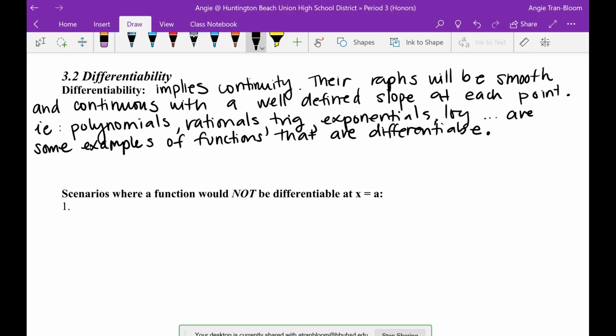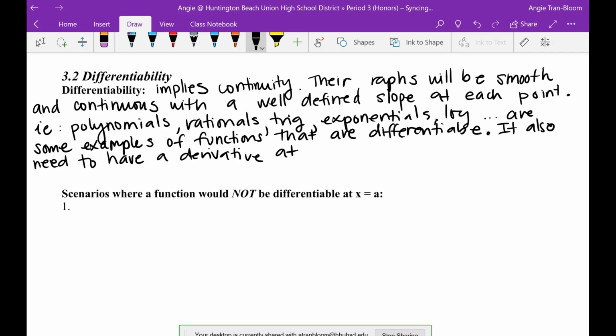Not only does it have to be continuous at the point, it also has to have what? It also needs to have a derivative, or slope, you're right. It also needs to have a derivative at the point a, f of a. I'm going to write this sentence and then you can tell me true or false, and then its converse.